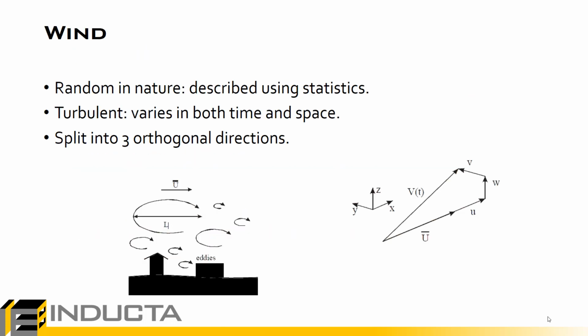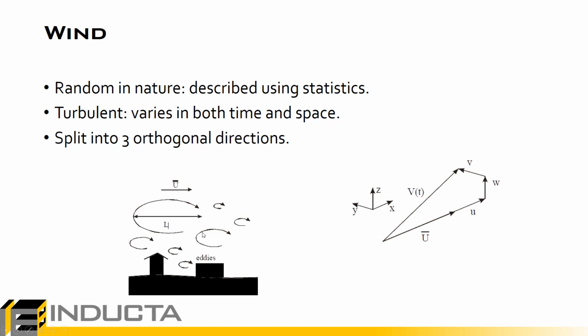So wind is random in nature. Wind loading is random in nature and described using statistics. So it's turbulent and varies both in space and time. What we mean by turbulent, if we look at this particular picture, we have the wind going over a rough boundary layer, the surface of the earth. So it's flowing over houses, terrain, trees, whatever.